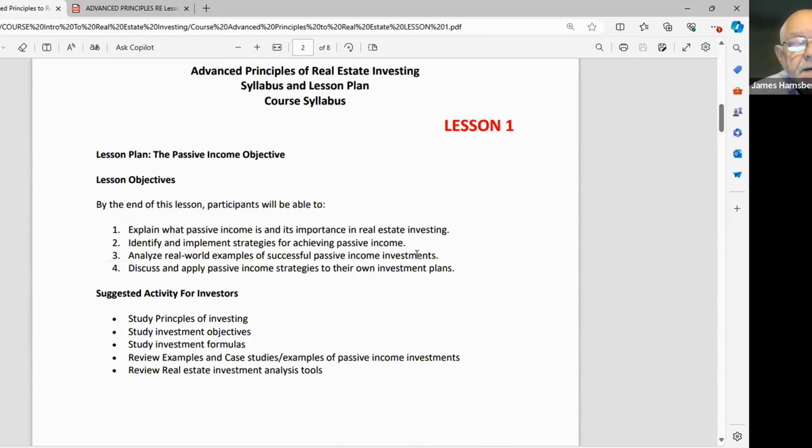By the end of the lesson, you should be able to explain what passive income is and its importance in real estate investing. You should be able to identify and implement basic strategies for achieving passive income. You should be able to analyze a real-world example of successful passive income investing. And you should be able to conduct a discussion and apply passive income strategies to your own investment plans or strategies.